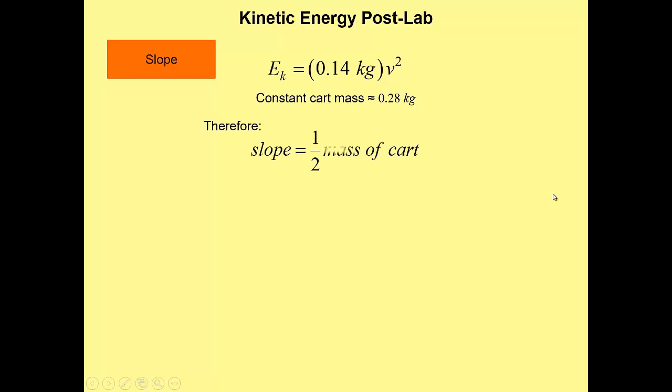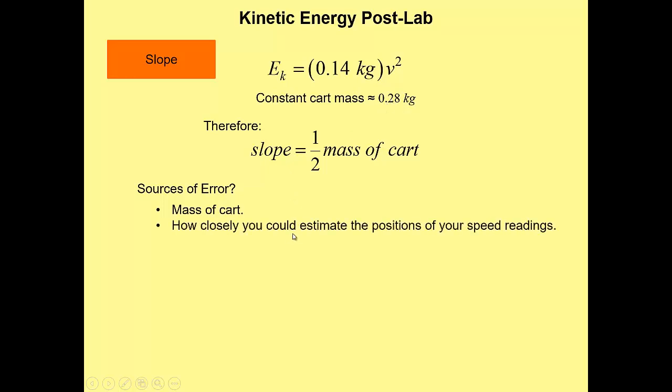So let's talk about that. It looks like the slope is about half the mass of the cart, right? Where are some sources of error here? Well, a couple of places. First off, as we talked about, the masses of your carts weren't all exactly the same. Some were 0.28, some might have been a little closer to 0.29, so that might vary a little bit. I assumed a 0.28 in order to have something to write down.